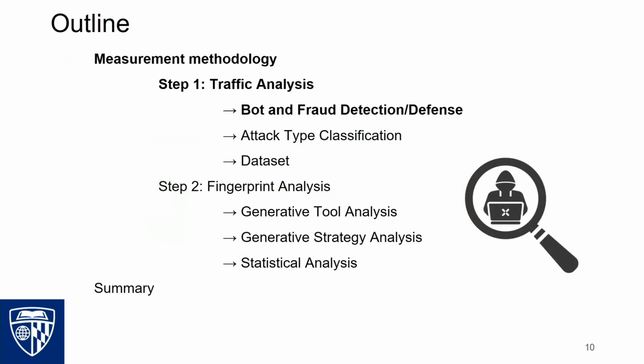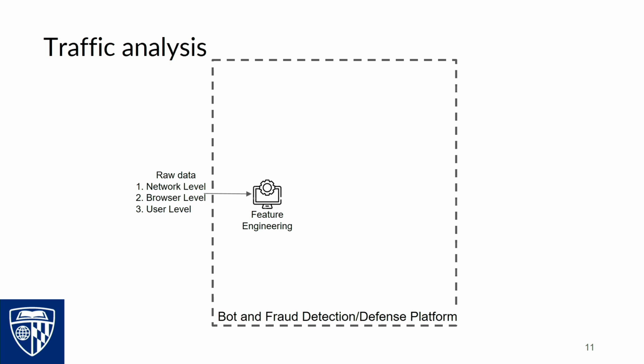We have two parts in our measurement methodology: traffic analysis and fingerprint analysis. Let's start with the bot and fraud detection defense platform. We collaborate with F5 company to collect and label the data. F5 serves 48 of the top 50 Fortune companies. In data collection, we have three levels of data: the network, the web, and the user level.